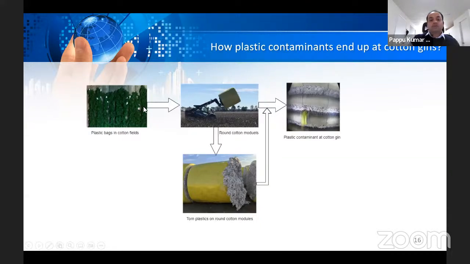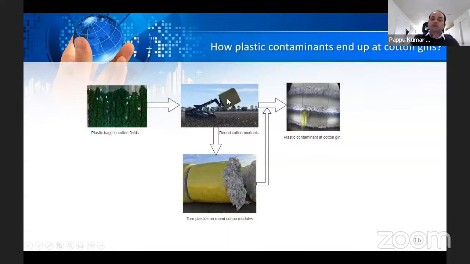So can we fly a drone with some computer vision algorithm to detect those plastic bags and then send somebody only to those locations, just like we did spot spraying? Maybe we can send ground-based robots to just go and pick those plastic bags, right? So that is one source of plastic contaminants getting into the cotton gin, and then eventually into the cotton fiber.